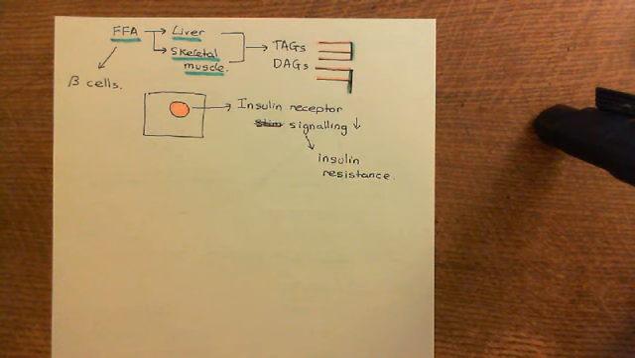So, that then is type 2 diabetes mellitus. In the next video, what we'll do is turn our attention onto a monogenic form of diabetes, specifically MODY2.